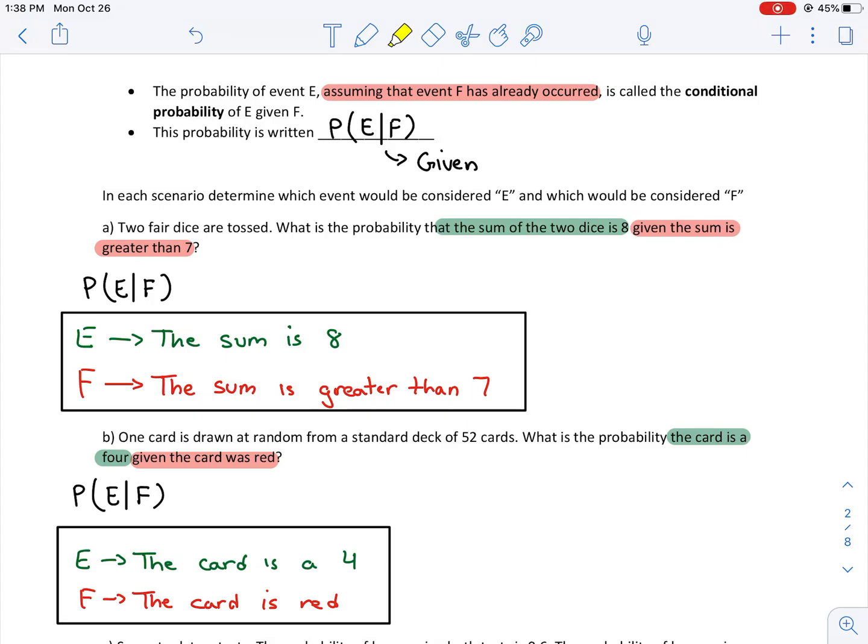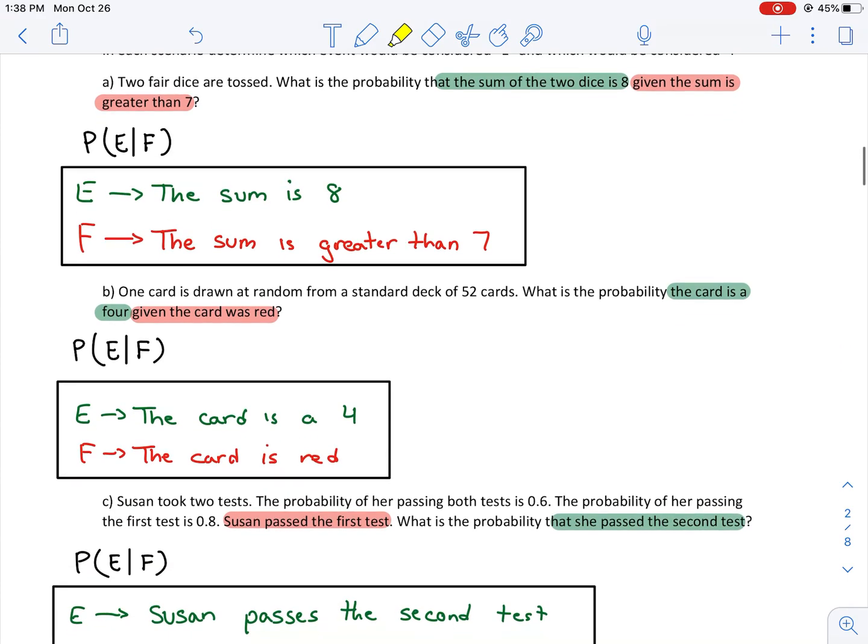Hello class, in this video I'll be showing you a few formulas for conditional probability and then using those formulas to determine the probability of these three examples that I talked about in the previous video. Let's begin.